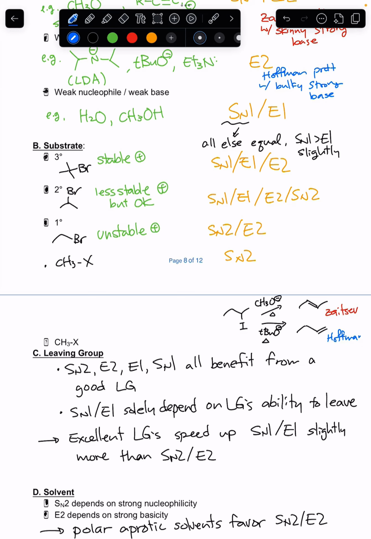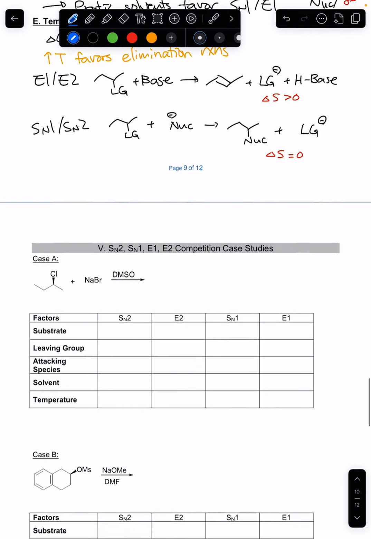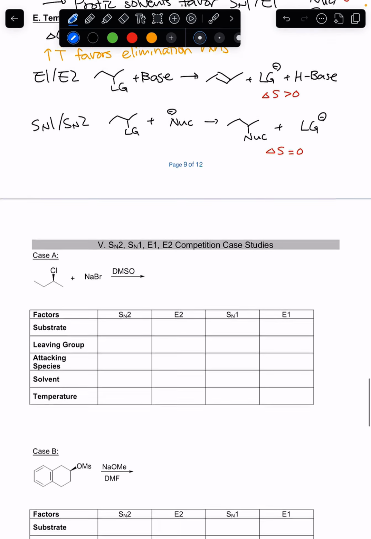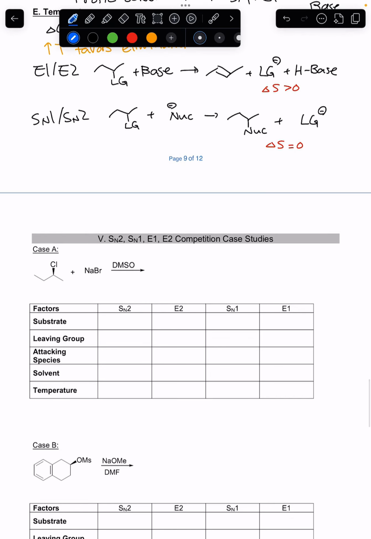Okay, and in class next, I don't know if it would be next time or next week or whenever, we're going to do some practice with applying all these principles to predict the product. Okay.